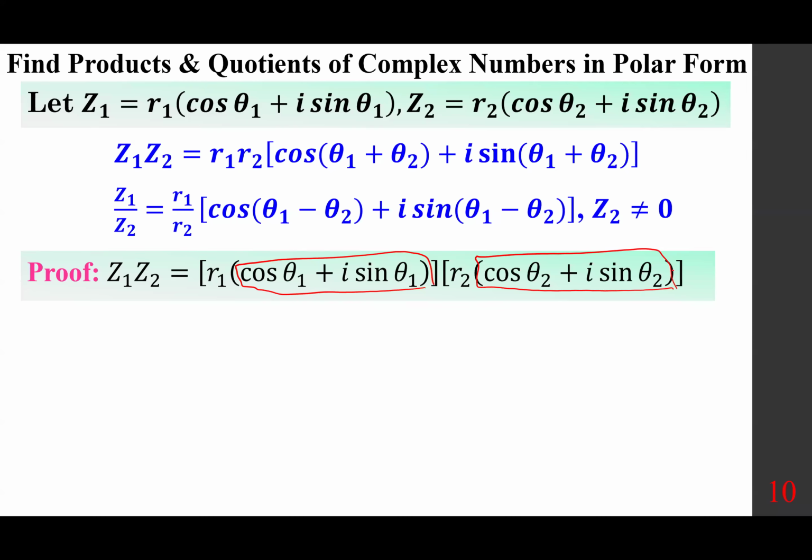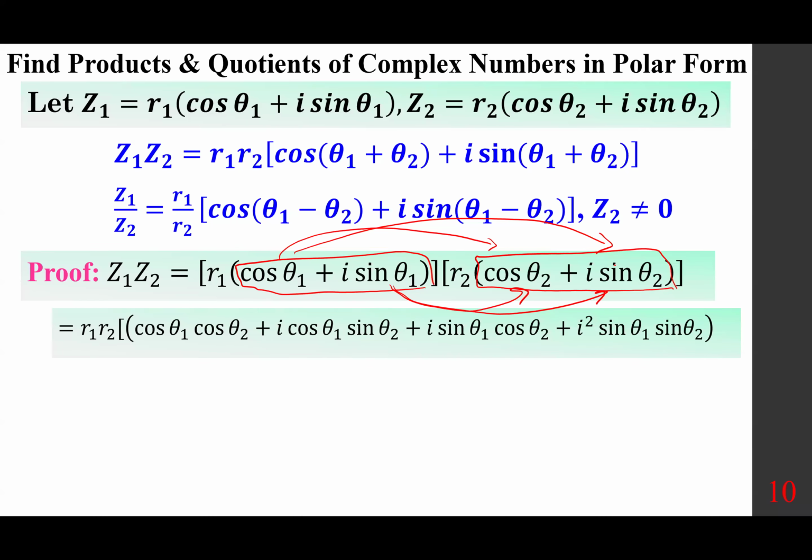That means cosine theta 1 cosine theta 2, cosine theta 1 i sine theta 2. We can put the i first. i sine theta 1 cosine theta 2 and i squared sine theta 1 sine theta 2. So we do the product. We distribute and we keep the r1 times r2 out. So this is the distribution.